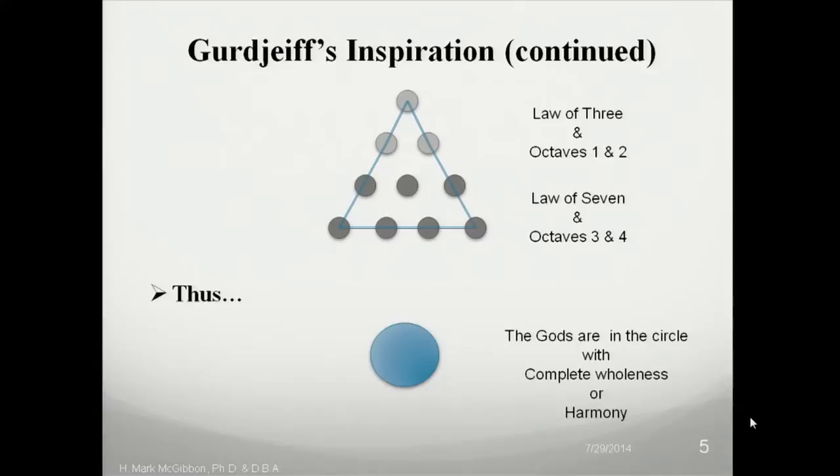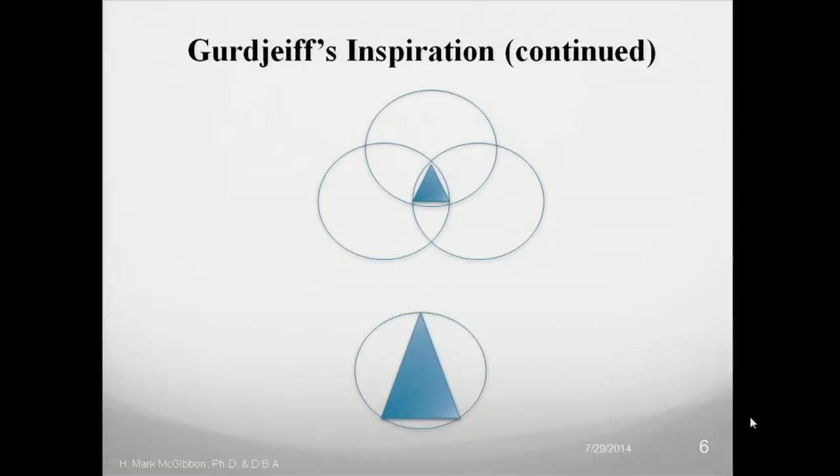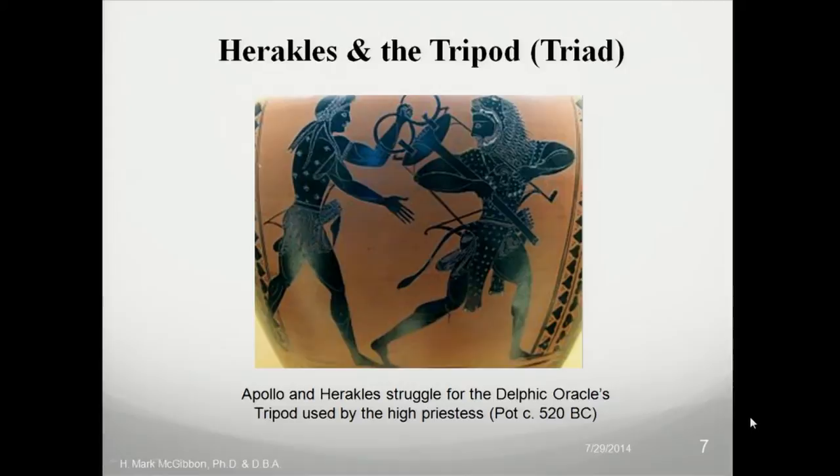So here's its inspiration. If you notice, you have three circles. And we're going to address the three circles. In the circle, it makes a triangle. But the triangle itself is a circle which completes the wholeness. So everything has to do with a triad. The law of three and the law of seven.